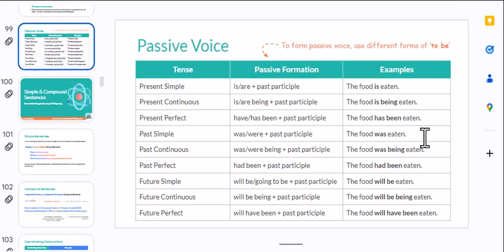So: the food was eaten. If I talk in the present, I would say the food is eaten or the foods are eaten, depending on the tense. This is very easy to memorize, because I found a lot of information on the internet and it was very confusing. I think this is very easy for you to memorize, because you need to memorize it. You will not have this with you all the time.